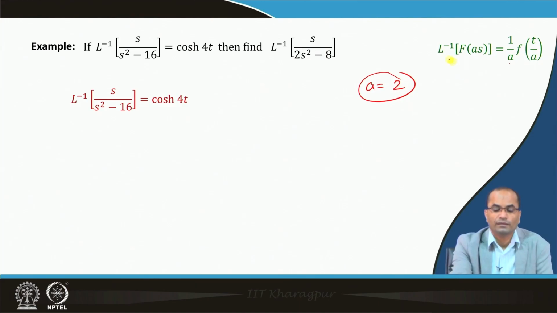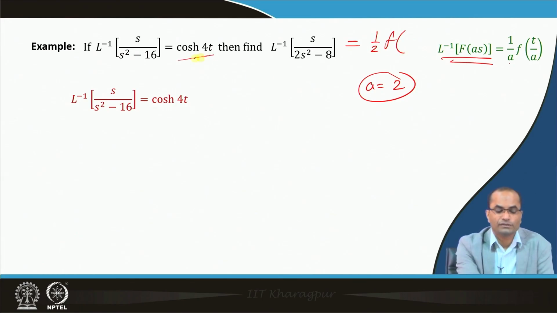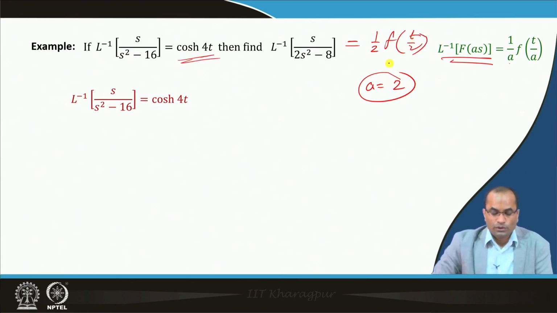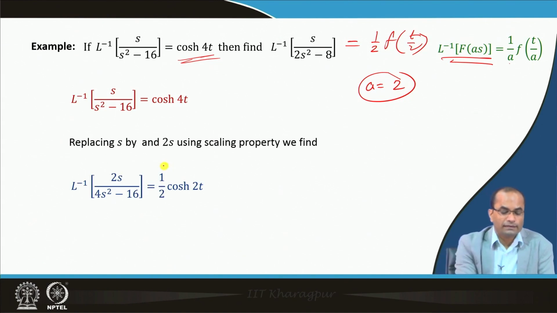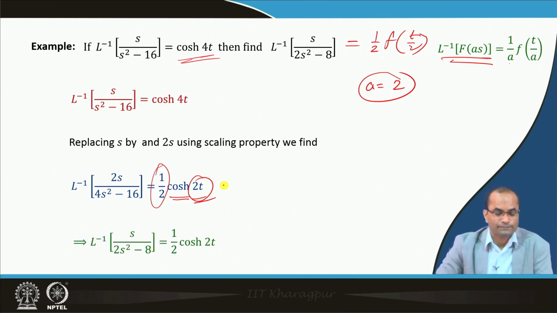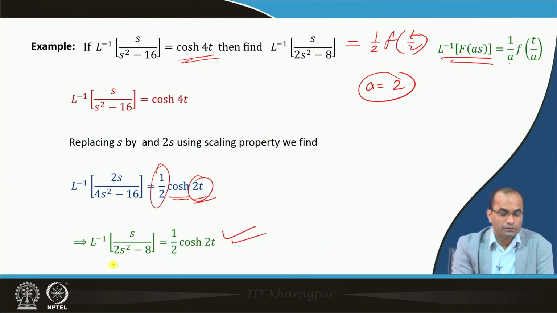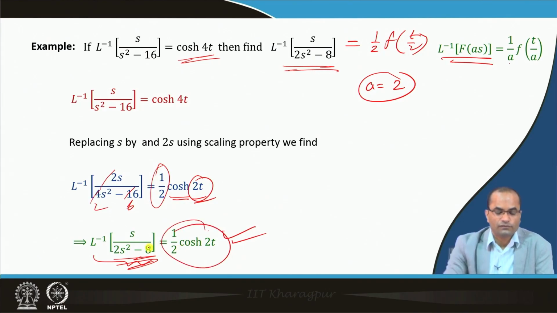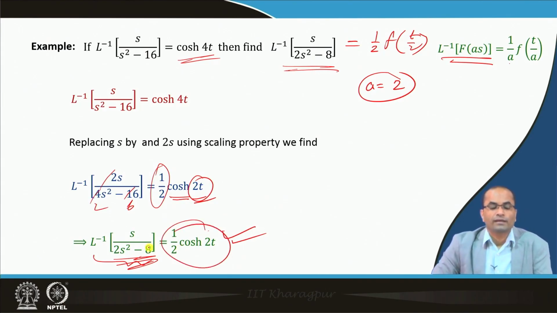So, the result will be the Laplace inverse of this will be just 1 over 2 and the f which is already there, at t by 2. So, using this property we will get this half and cos hyperbolic, and this t will be replaced by t by 2, that means instead of 4t we will have just 2t. So, the Laplace inverse of s over 2 s square minus 8, the desired one, is half cos hyperbolic 2t.